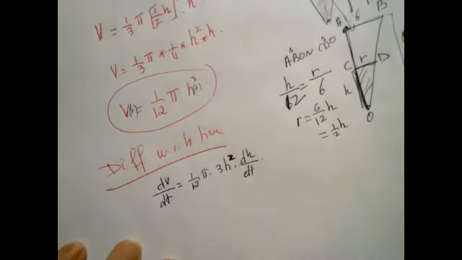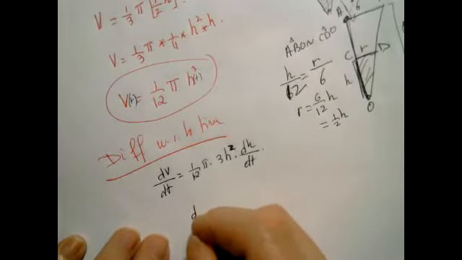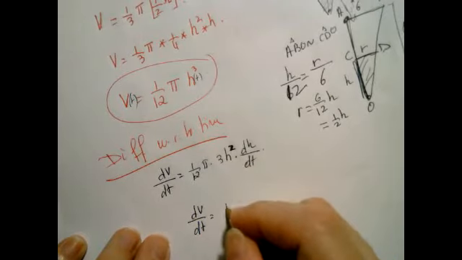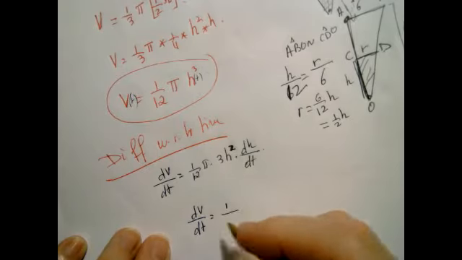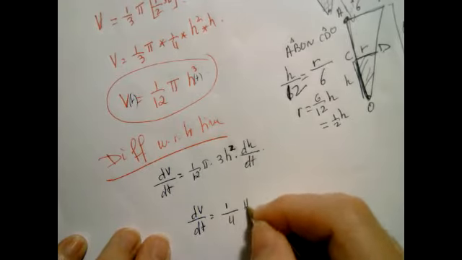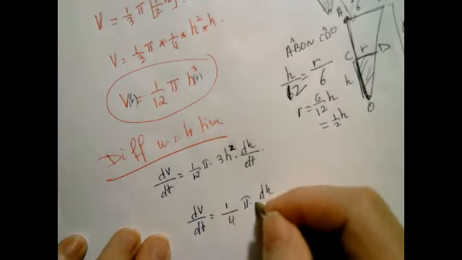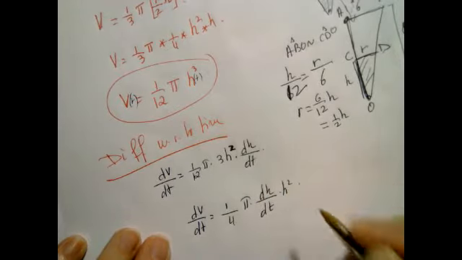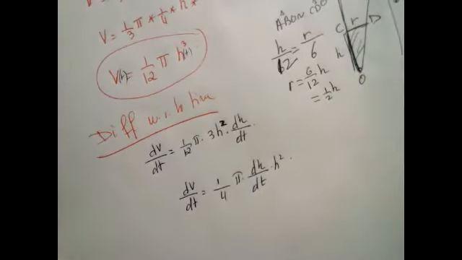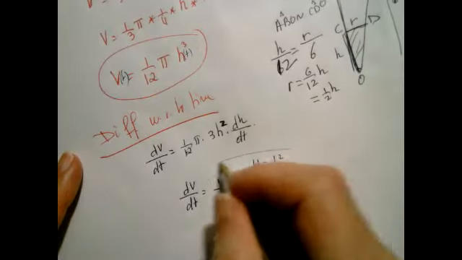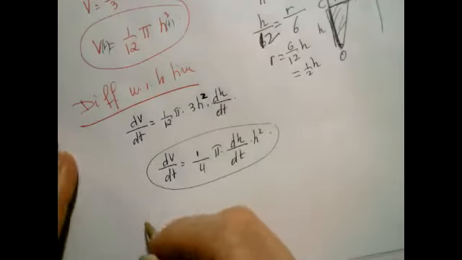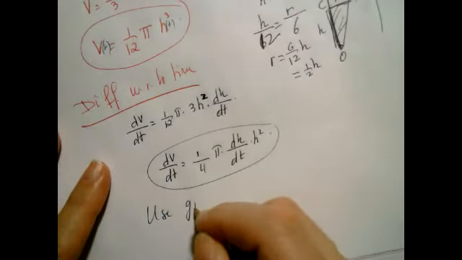h squared. So finally, I will get dV/dt equal to 3 over 12, which is 1 over 4 pi, times dh/dt times h squared. Now, I found a relationship between the rates. So finally, we're going to use the given to find the unknown.